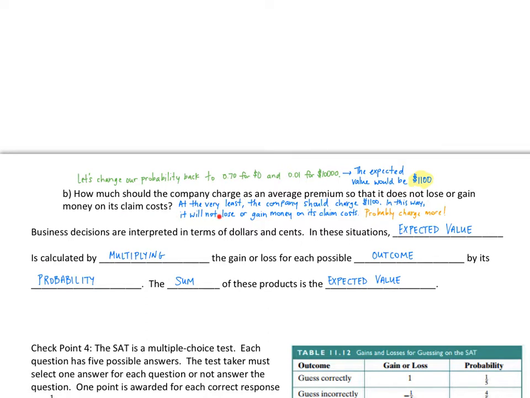Well, remember, insurance companies are a business, so they need to make sure that they're not losing money. So if the average claim in the long run costs them $1,100, the company at the very least should charge $1,100. In this way, it will not lose or gain money on its claim costs. However, again, since insurance companies are money makers, they will probably charge you more on their premium cost.